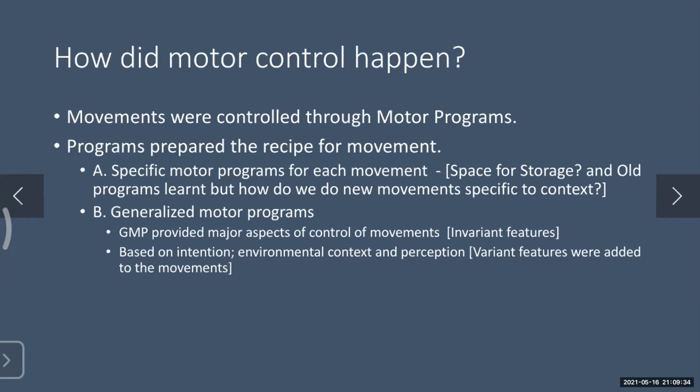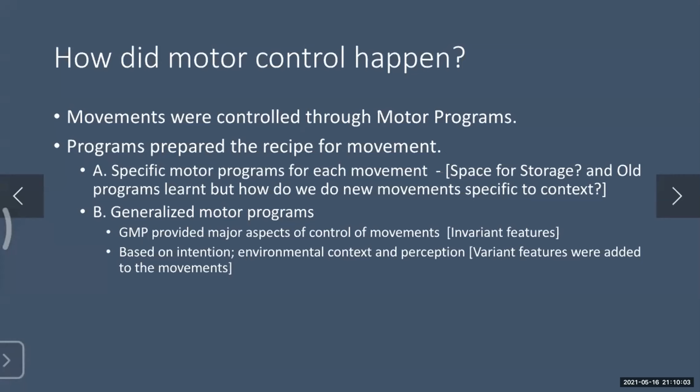And the other one was, if for every movement there was a program, then how do we get a new movement which is specific to the context, right? Because it also needs to come along, and we do not have it, right? So these were two problems. One is the storage problem, the other one is the novelty problem, right? In response to this, we have generalized motor programs.